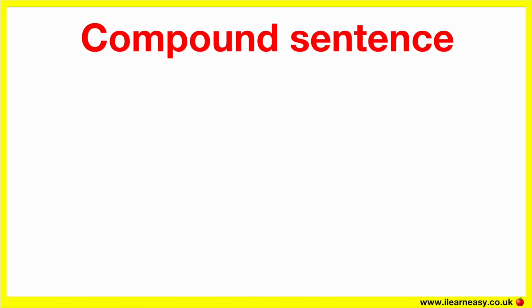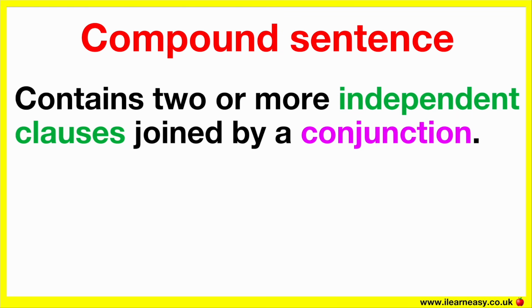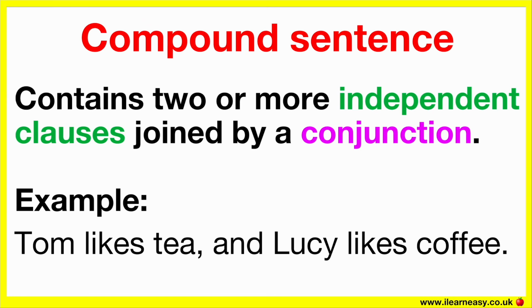Compound sentence. A compound sentence contains two or more independent clauses joined by a conjunction. Remember, a conjunction joins words or part of a sentence together. Examples of conjunctions are and, but, or, for, nor, yet, so, etc. For example, Tom likes tea and Lucy likes coffee.